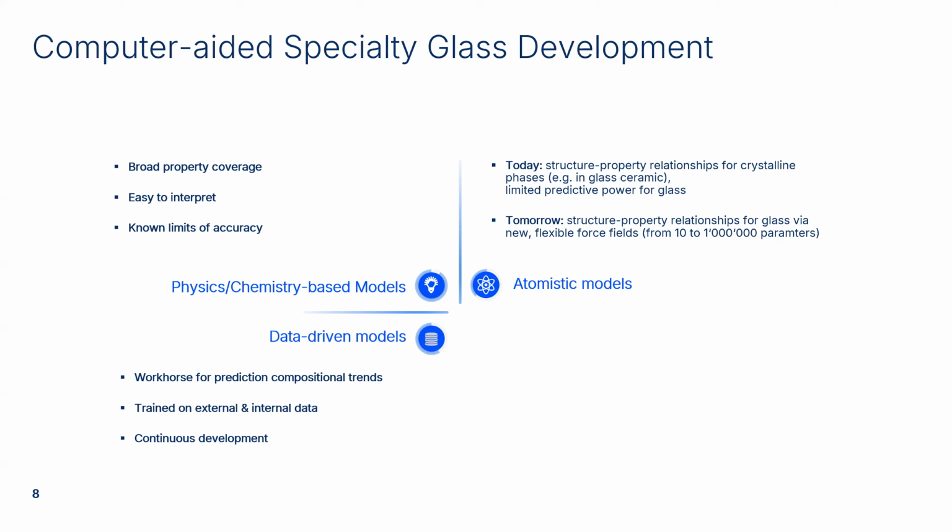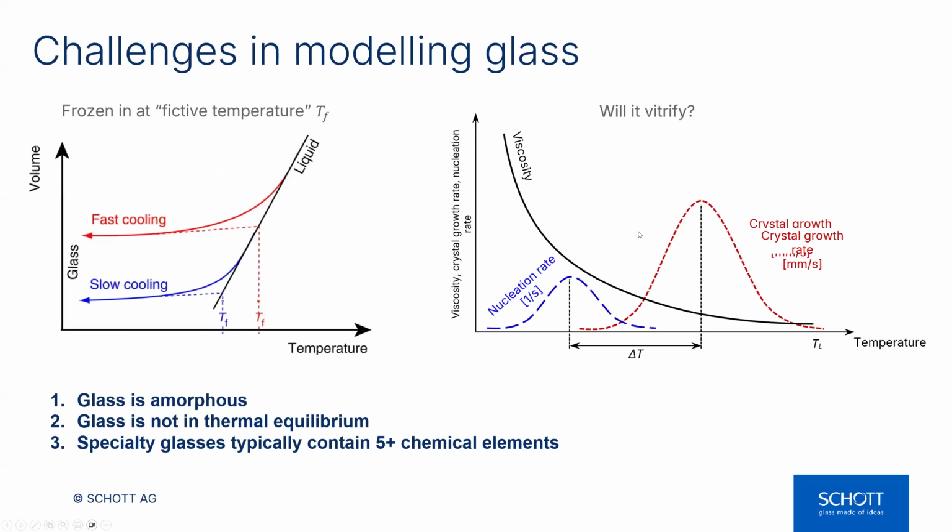Modeling glass atomistically is hard, and there are different reasons for that. On the one hand, glass is an amorphous material, so that means you need a large simulation box. Also, glass is not in thermal equilibrium. What you see here on the left is that if you come from the liquid phase and then cool down fast, you will get a larger volume than if you cool slowly, so that the liquid has more time to relax.